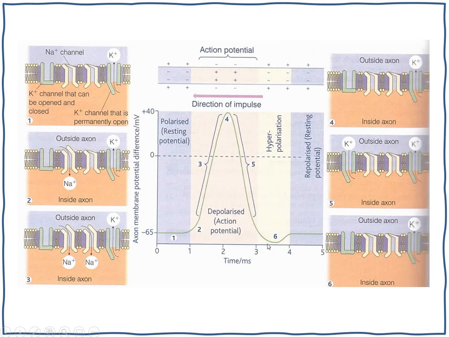And then the potassium channels are quite slow to close, and therefore the inside of the axon can become more negative than resting, and that is known as hyperpolarisation. And then the sodium potassium pump kicks back in and the resting potential is restored.